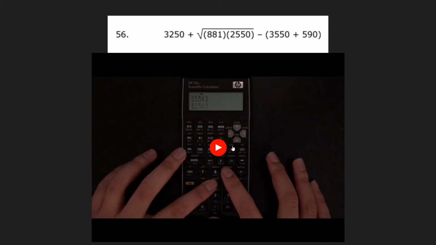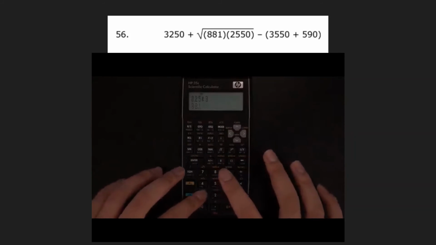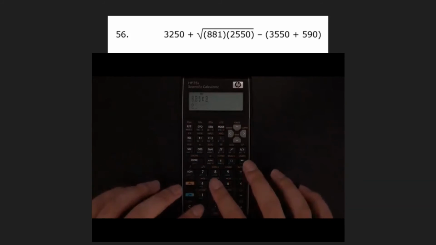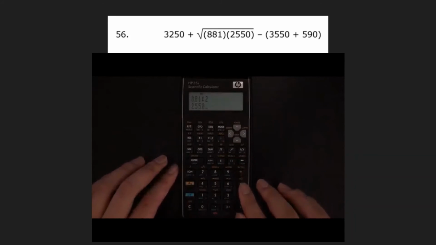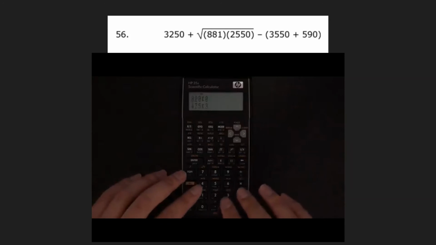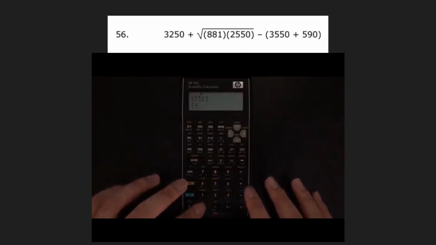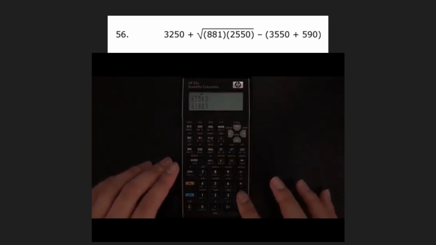Now we're on question 56. I'm going to start off with 3250, enter, 881, enter, 2550, multiply, square root, then add, 3550, enter, 590, add, then subtract. Get my result.